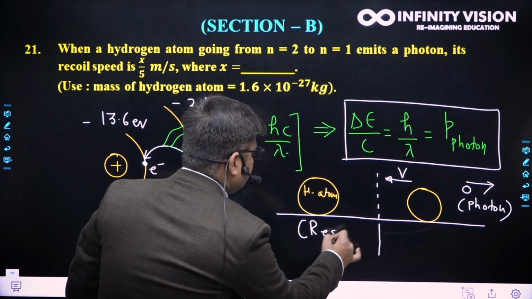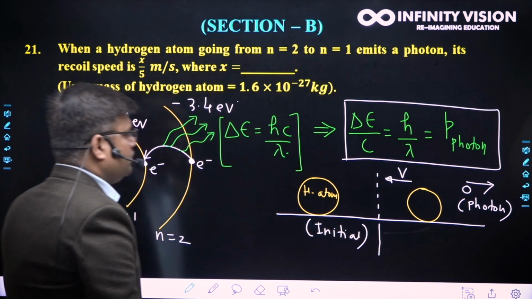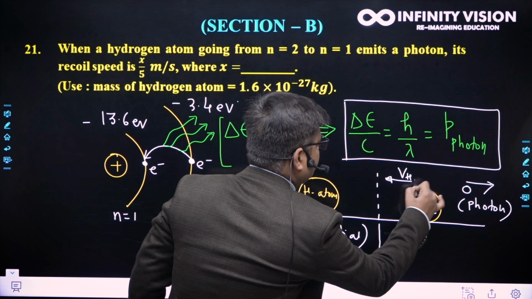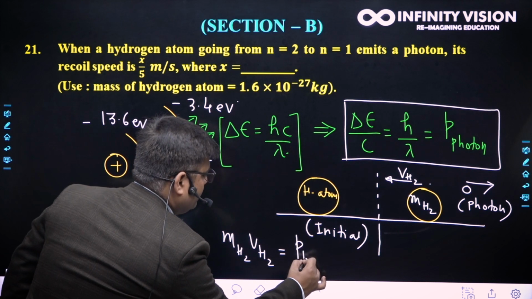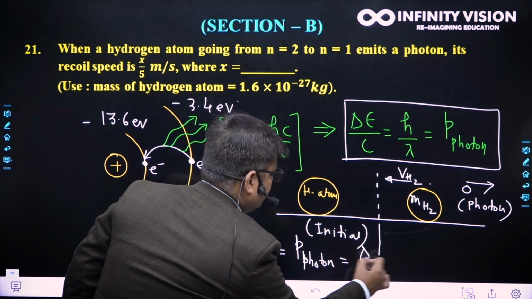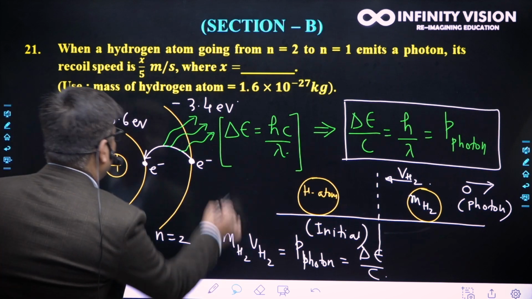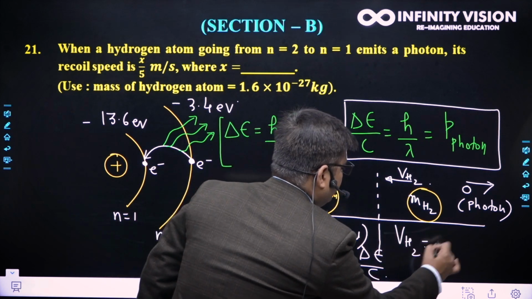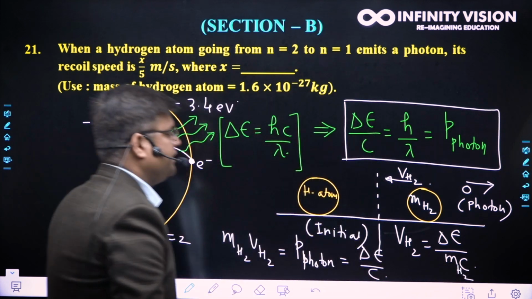So this is the rest case, the initial case, and that is the final case. So initial momentum will be equal to final momentum. This is the mass of hydrogen m_H and this is the velocity of hydrogen. So m_H v_H will be equal to the momentum of the photon, which we have calculated as delta E by c. So the velocity of hydrogen will be delta E by m c, where m is the mass of hydrogen, times the speed of light.